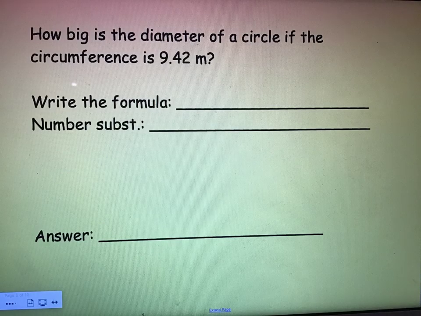Okay, so this one, they took the picture away from us. They just gave us words. It says, how big is the diameter of a circle if the circumference is 9.42? So we see the word circumference, which we know we have to write the circumference formula, and I'm hoping you all are singing this in your head. When I need circumference, I use pi d. So that's going to be your formula that you write down. C equals pi d. All right, and then number substitution, this time they actually give us circumference. So under the C, I put 9.42.